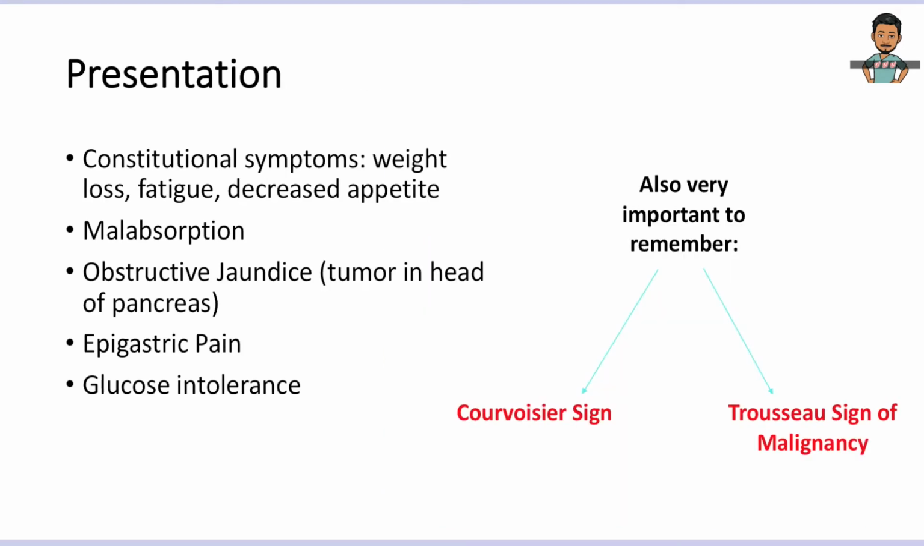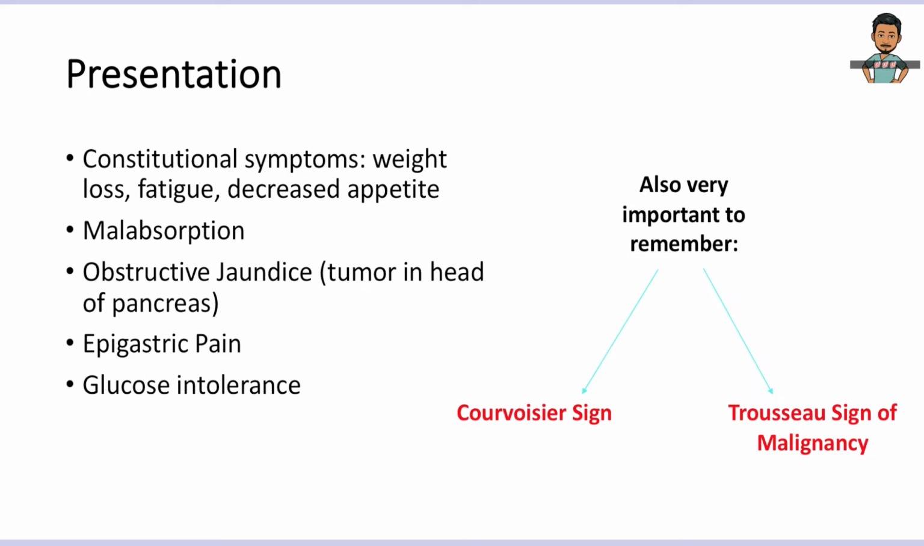So the presentation is going to be like in any cancer. You're going to have constitutional symptoms like weight loss, fatigue, decreased appetite, even mood changes. So that's often the first clue: unintentional weight loss, as it is in all cancers. Malabsorption, we discussed in chronic pancreatitis. One of the functions of the pancreas is to release digestive enzymes. So when the pancreas isn't working, we can't release these enzymes and we can't absorb the food, so that leads to malabsorption.